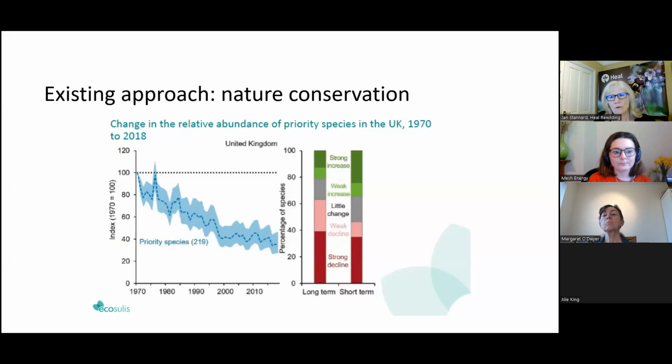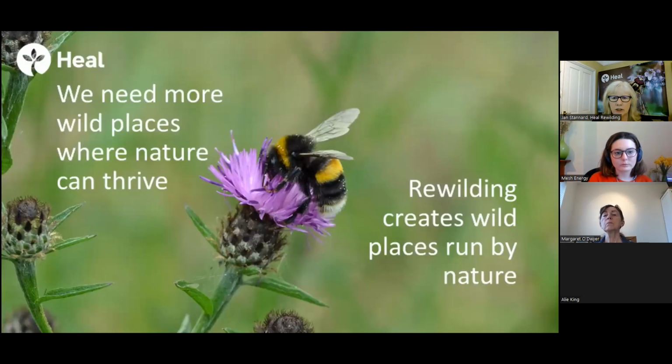So what became apparent to many was that conserving what's there is not enough anymore. That has to carry on, but we need something new. And that's where rewilding really became something that people paid attention to. So what we need is more wild places where nature can thrive, but run in a particular way.